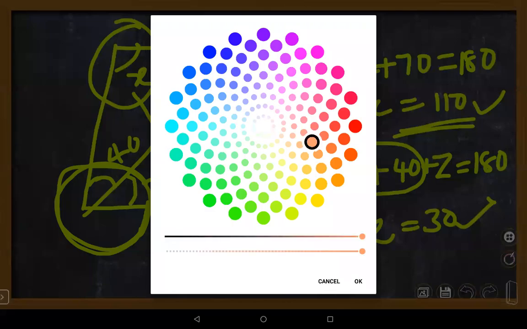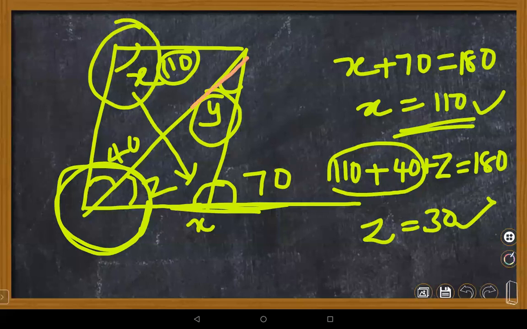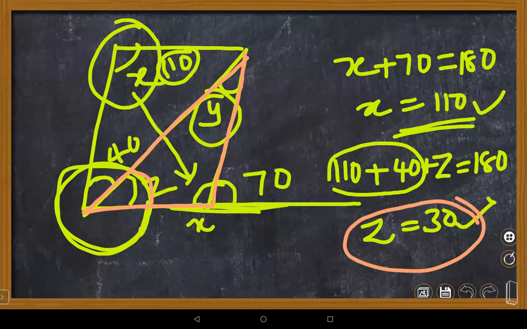Yes, ma'am. See, he said we can use it since this is a triangle. In this triangle, the z value we are getting is 30. We anyway know that x is 110. 110 plus 30 gives how much?